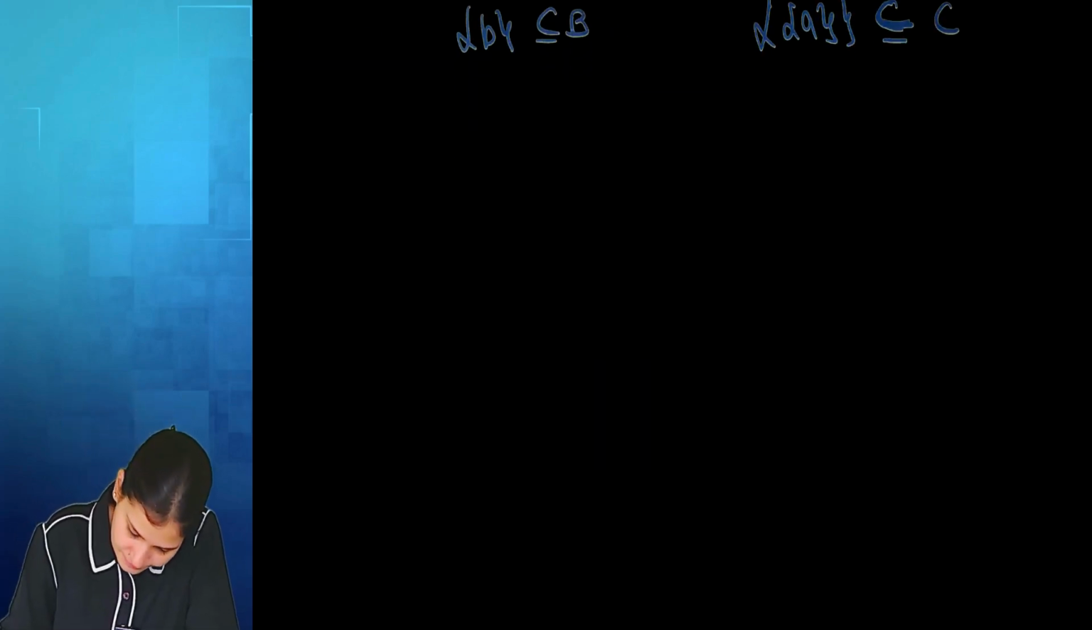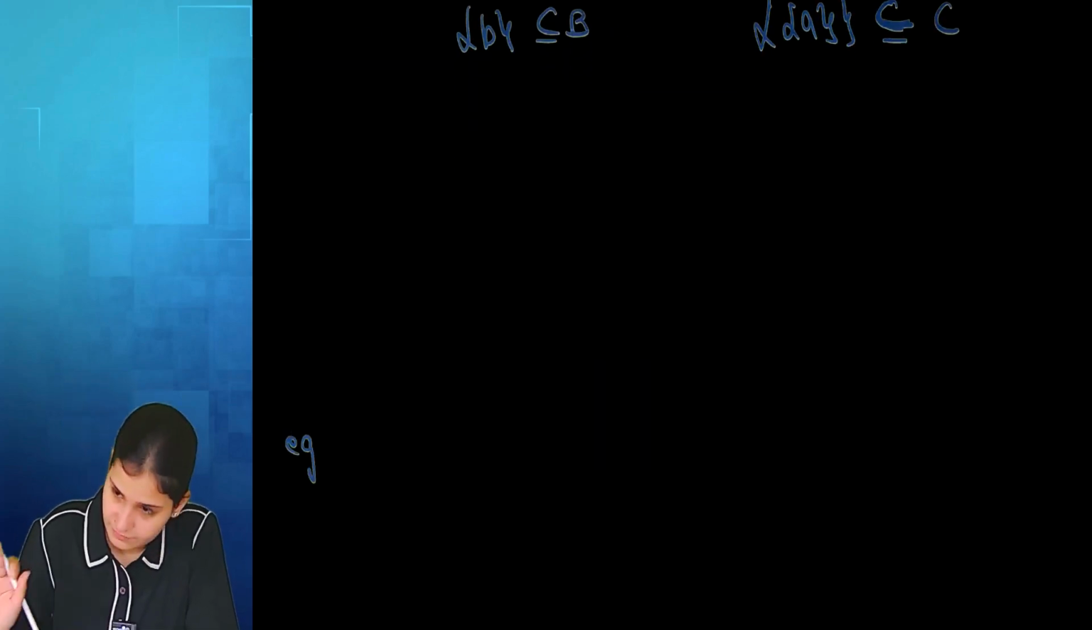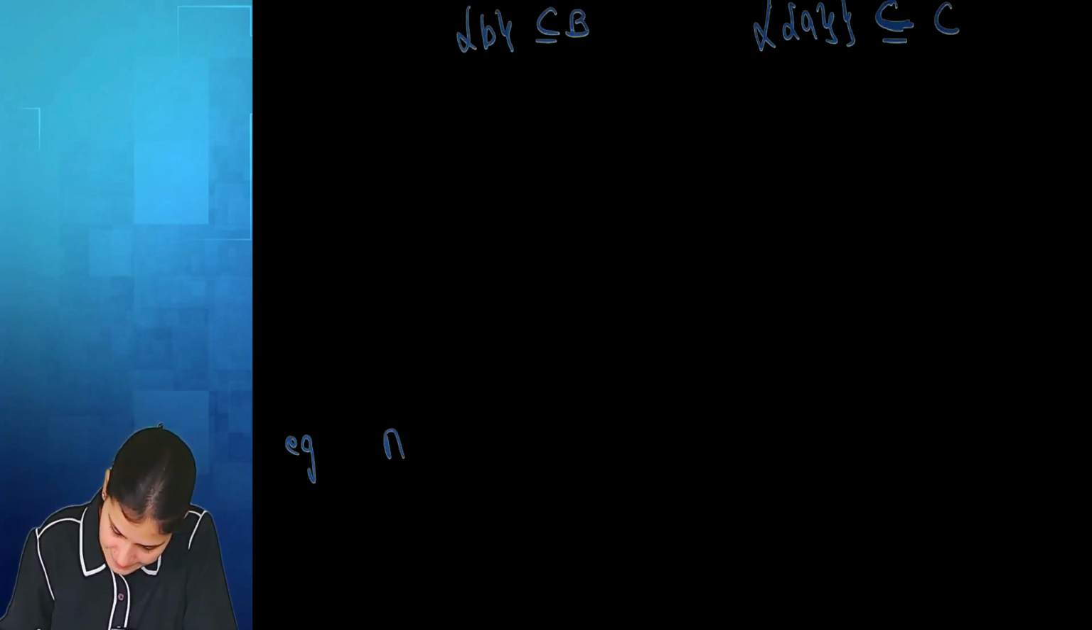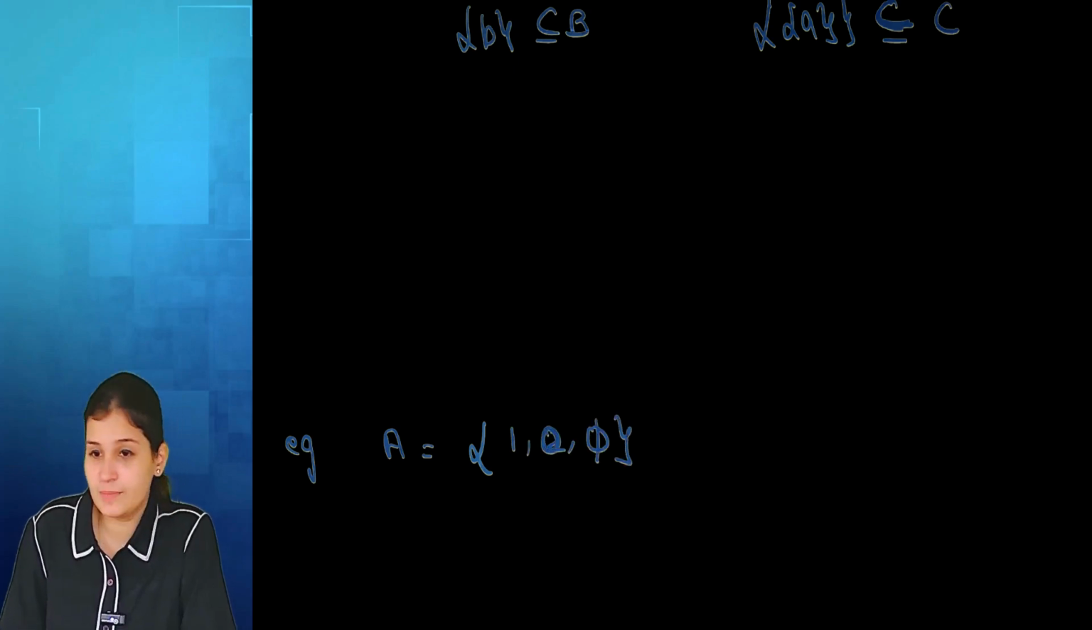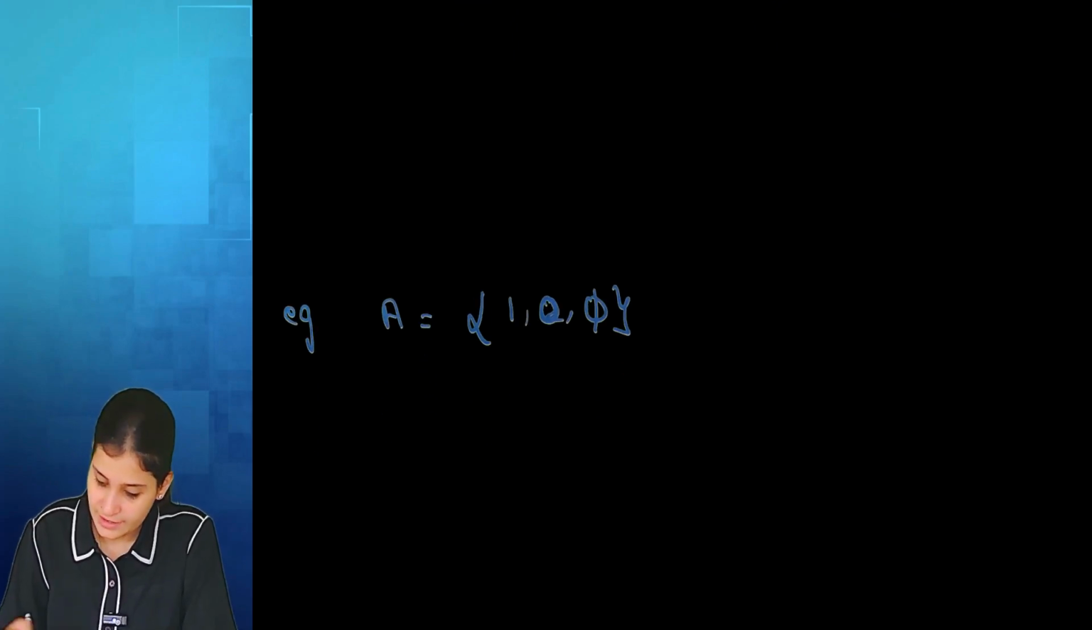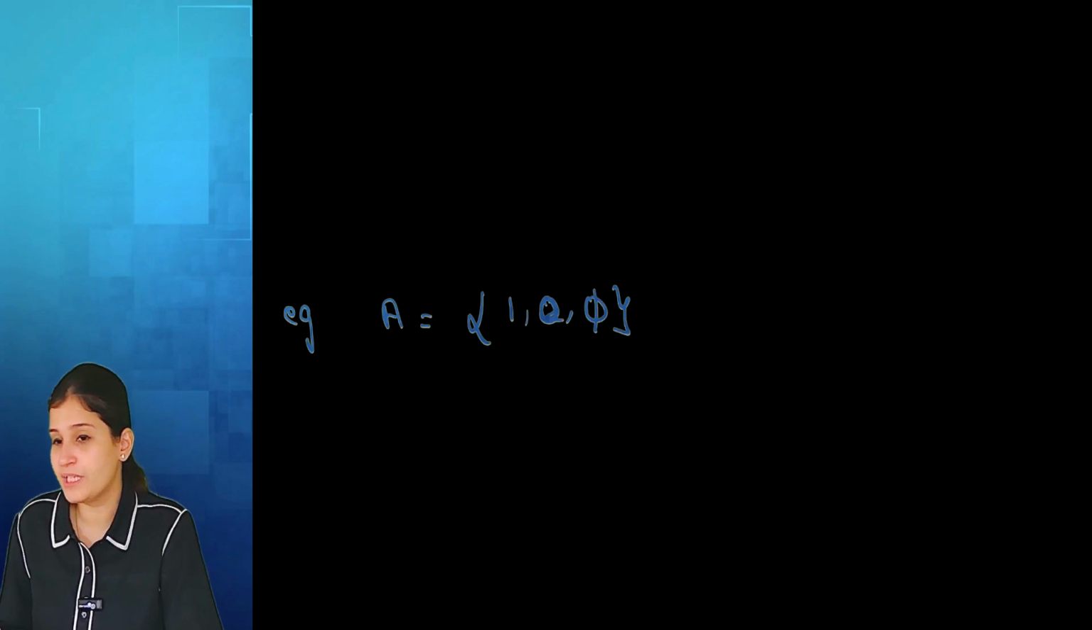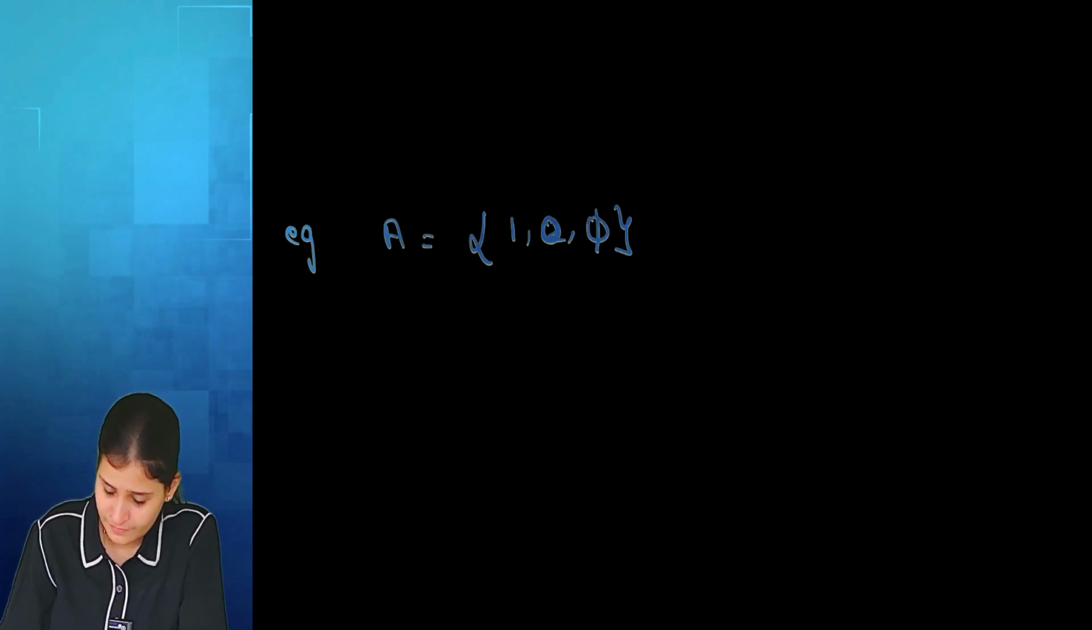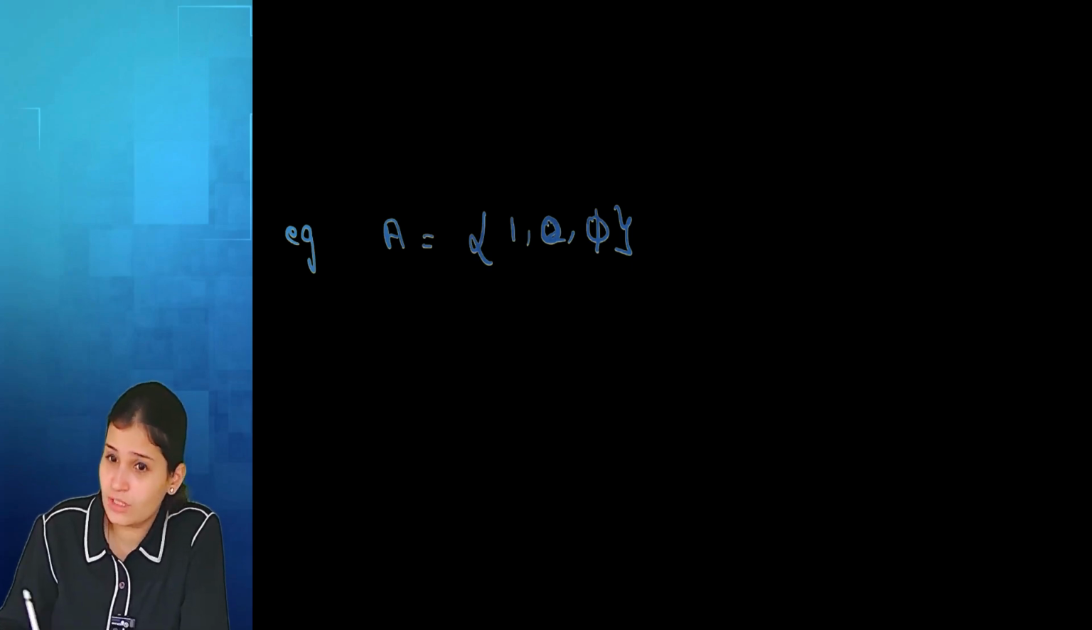For example, wait, set A has 1, 0, 5. How many elements? 3. Let's list down all the subsets. How many will be there? So if I want to write down all the subsets, there will be 8 subsets.